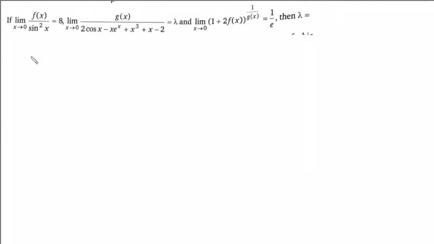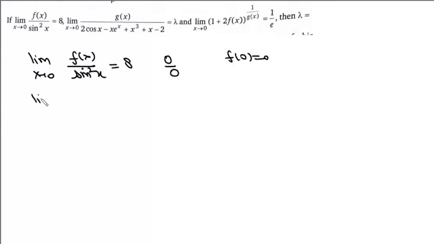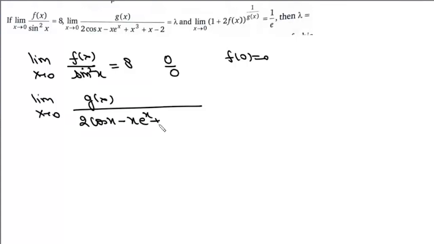Now the question is, if limit x tends to 0, fx upon sin square x equals 8. Now it has to be 0 upon 0 form. That means f0 is 0, and also this limit x tends to 0, gx upon 2 cos x minus x into e to the power x plus x cube plus x minus 2. Now if you put x is 0, so it is 2 minus 2 0, 1 minus 1 0, which again is 0 upon 0 form.